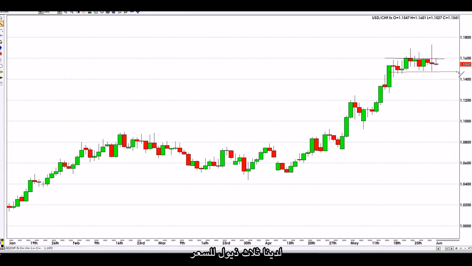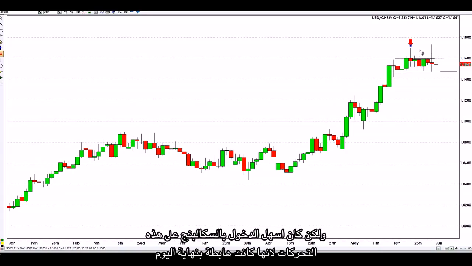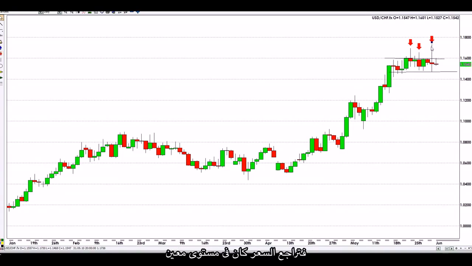Now we had a couple of times here, actually 3 times, where we had price run and clear the top of the range here, but it was actually easier to scalp these moves because the moves were very short-lived, and as you can see, by the end of the day price had pulled all the way back and was inside the range.